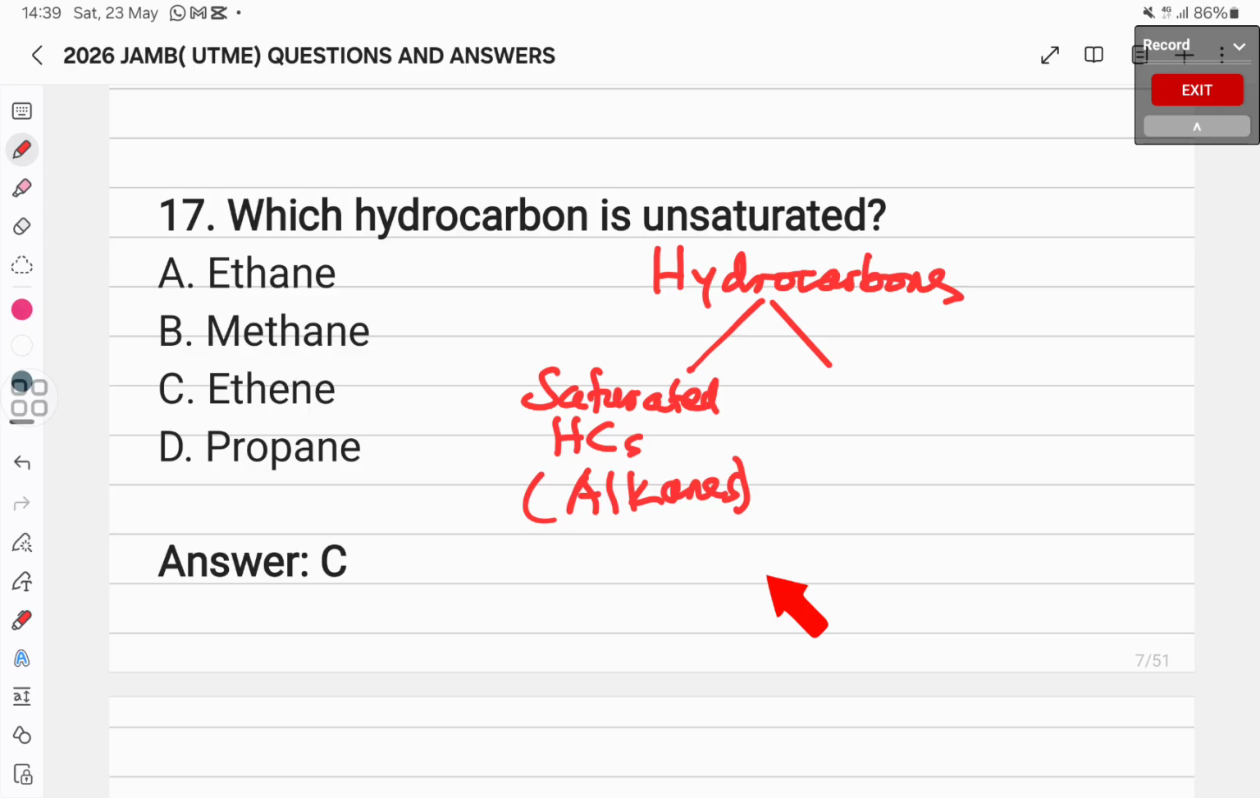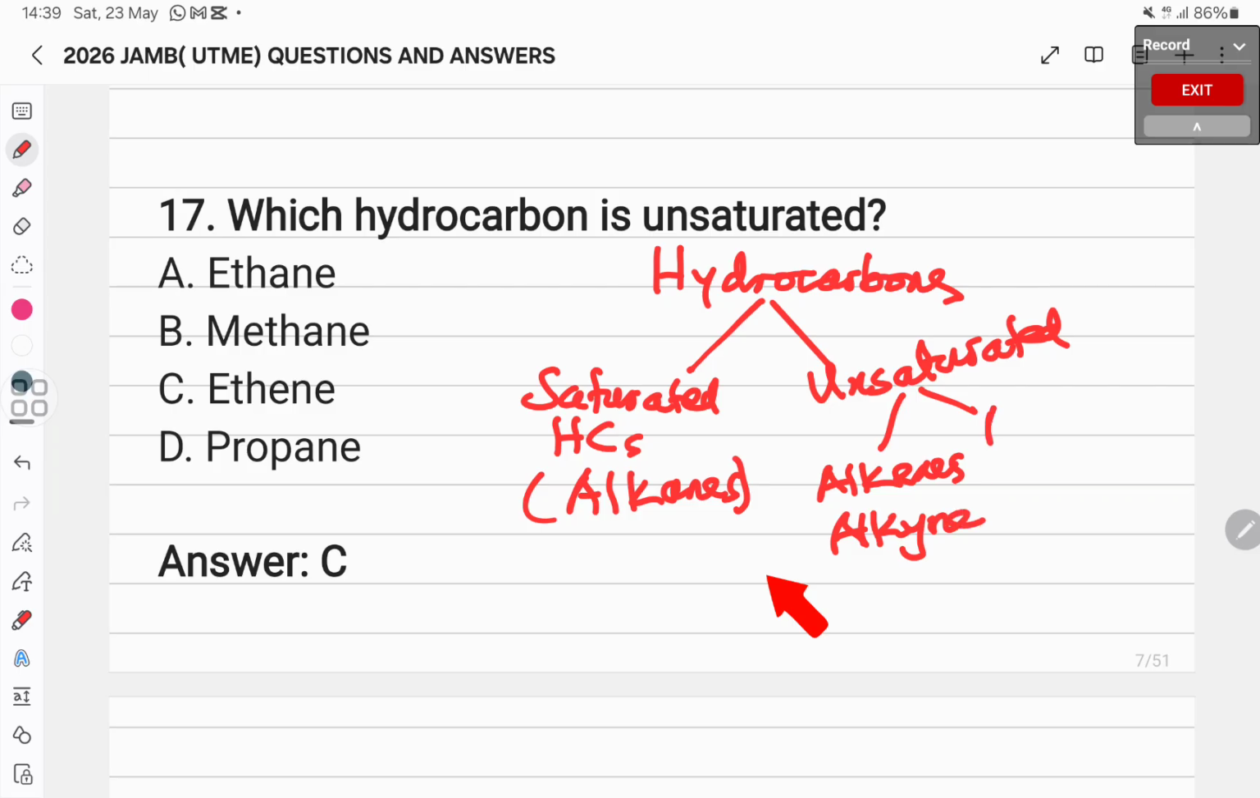But the ones that are saturated are the alkanes. The unsaturated ones, we have alkenes, we have alkynes, and we also have the aromatic. Those are the family of benzene related compounds that are hydrocarbon, aromatic hydrocarbons.